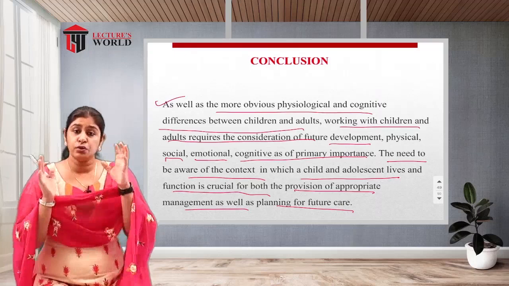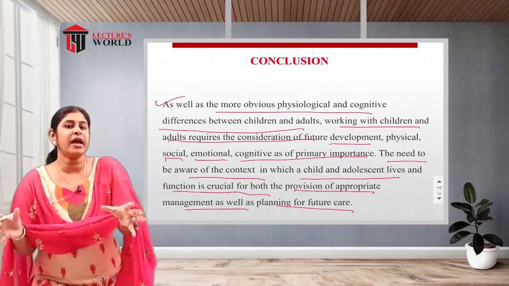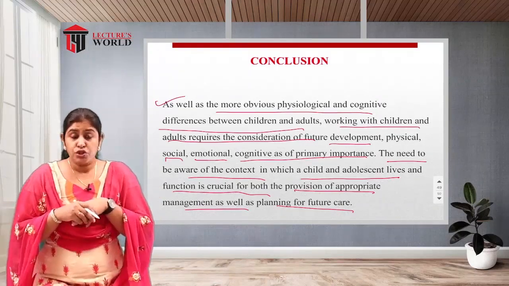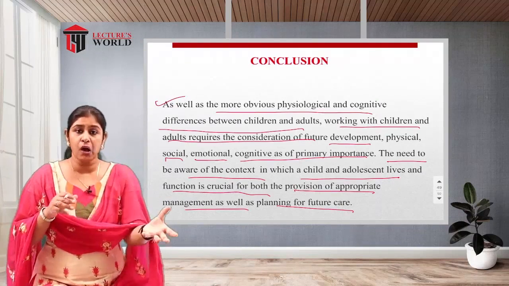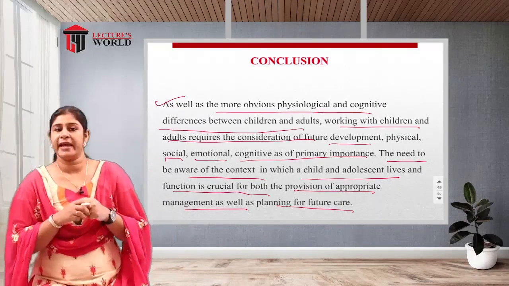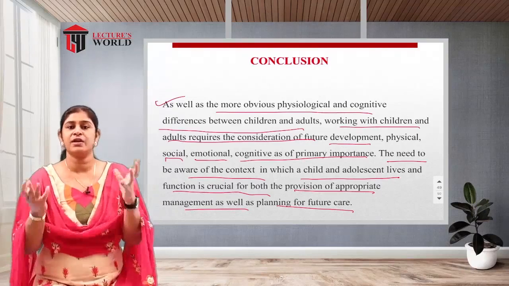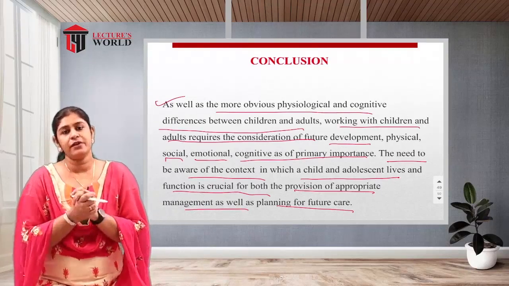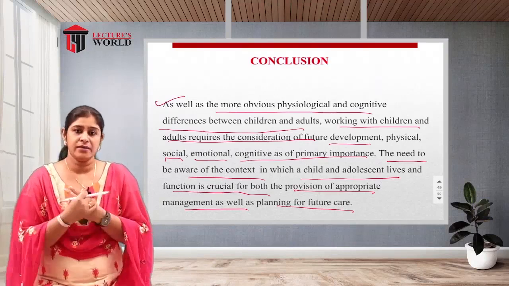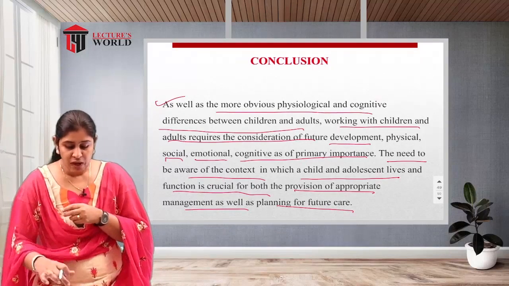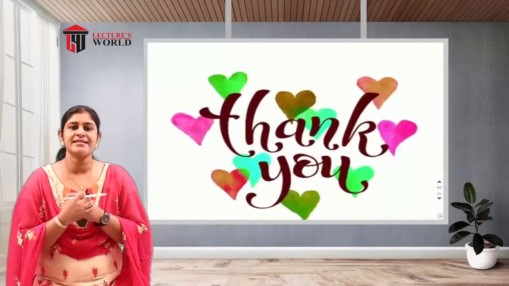So we should know the difference between an adult and a child, and only then can we treat them. We should know exactly how a child perceives and how an adult perceives. In this way, the treatment becomes easy and there will be no difficulty on the part of the healthcare providers also. Hope you have understood this topic, the difference between the adult and the child.